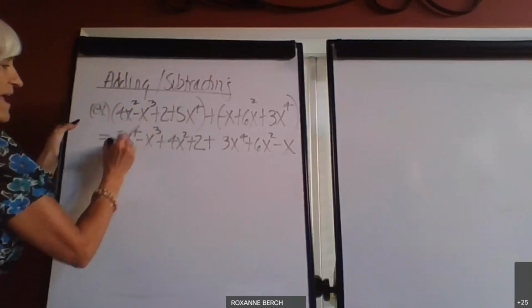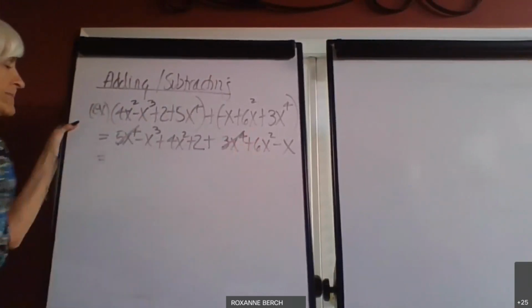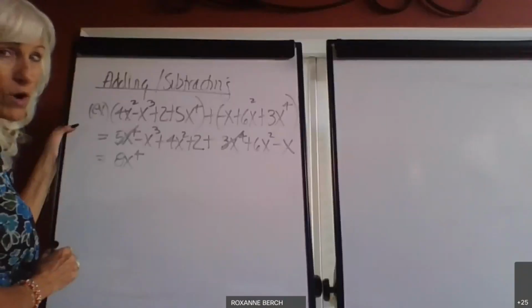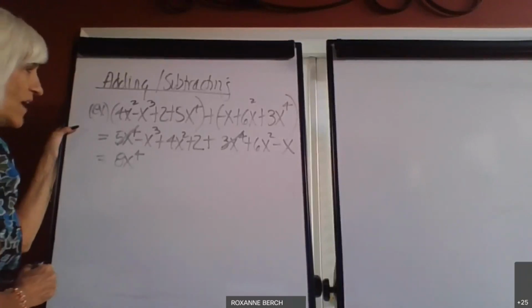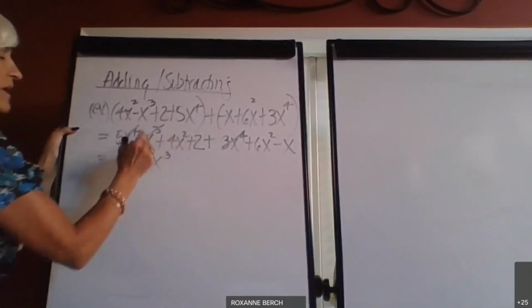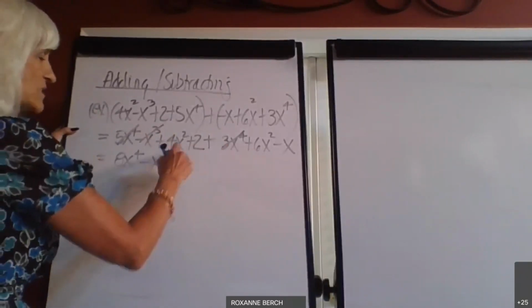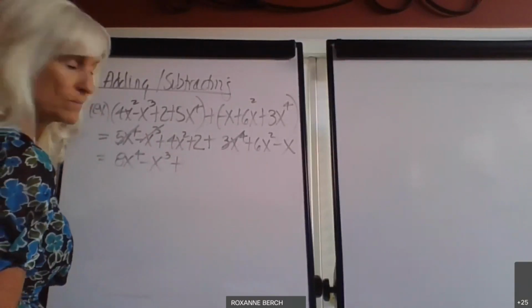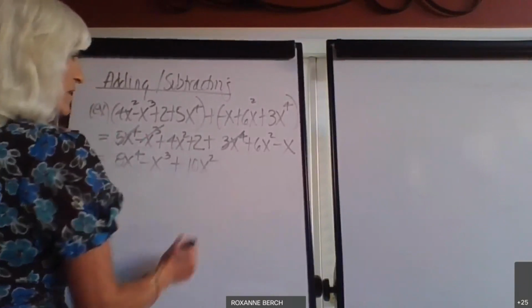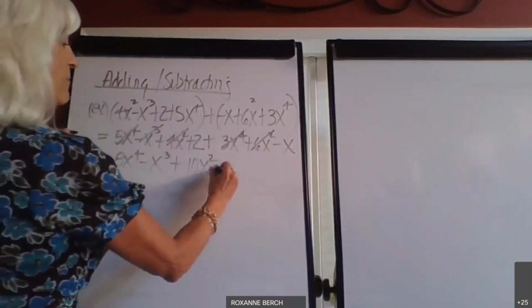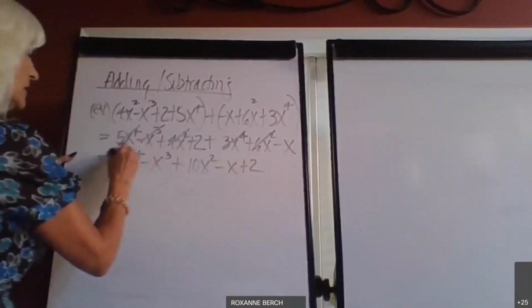So what's 5 plus 3? 8x to the 4th power, sorry. Okay. And then he goes with nobody, so that would be minus x cubed. And this guy goes with this guy, so that would be what? Plus 10x squared. What is it? Minus x plus 2?